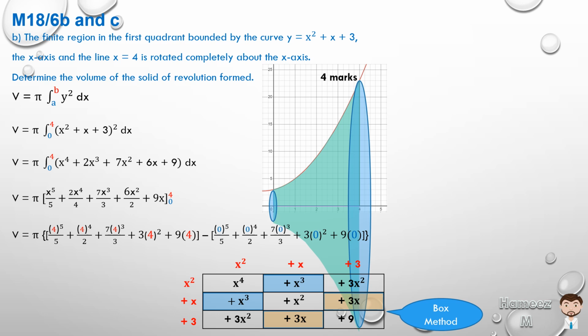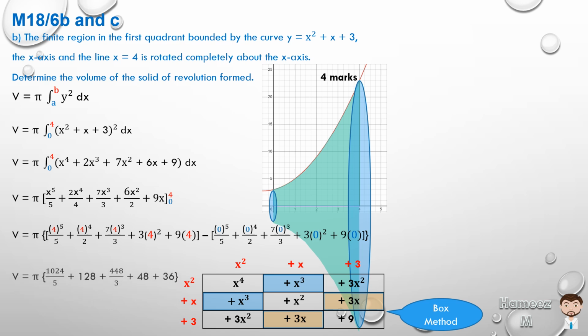So we substitute for the upper limit, which we have in red, as 4, and the lower limit, which we have in blue, as 0. And of course, everything in blue works out to be 0. So we're just working out the upper integral.